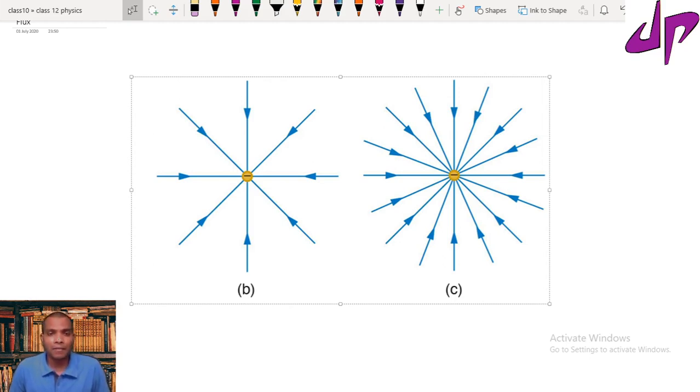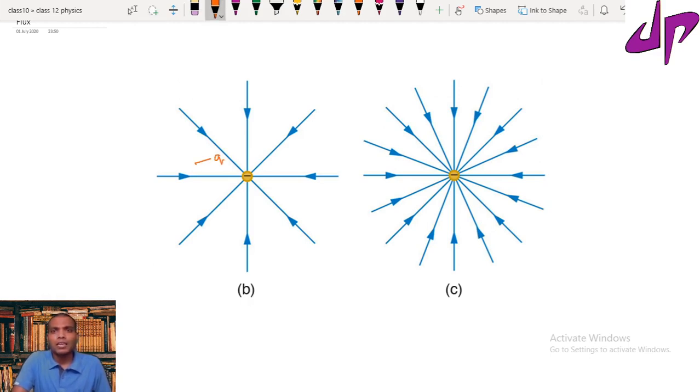Here I have two figures, electric field lines due to a negative charge. If this charge is minus q, here the electric field lines are more, I could take that charge as minus 2q, because if the strength of the charge increases, electric field lines also increase. Now I have electric field lines.